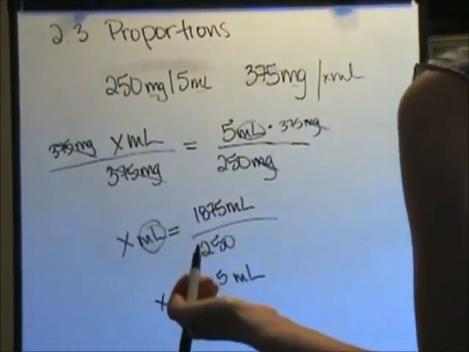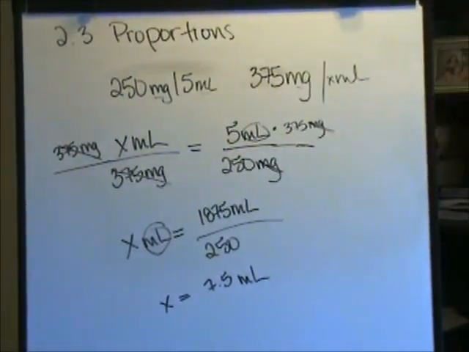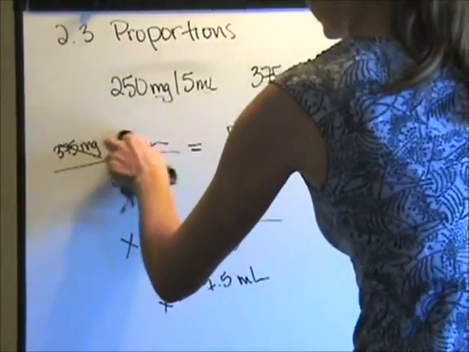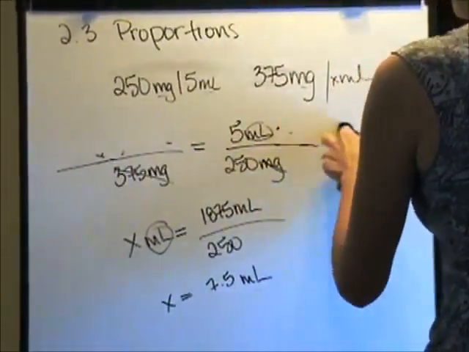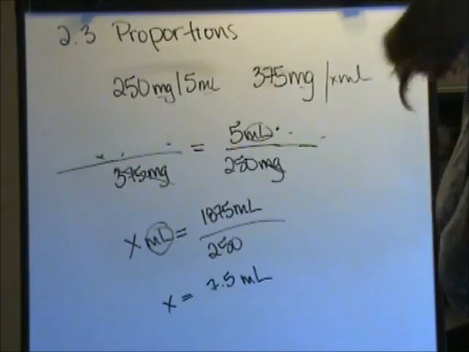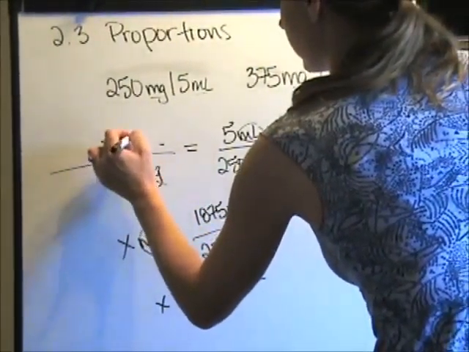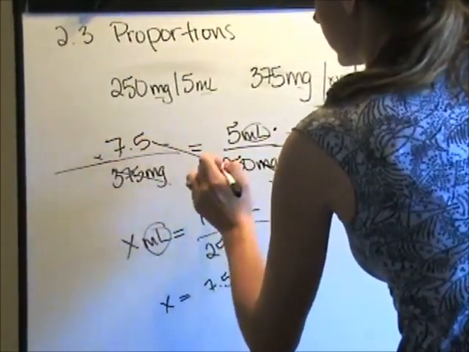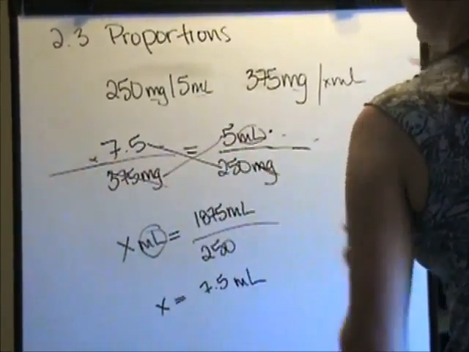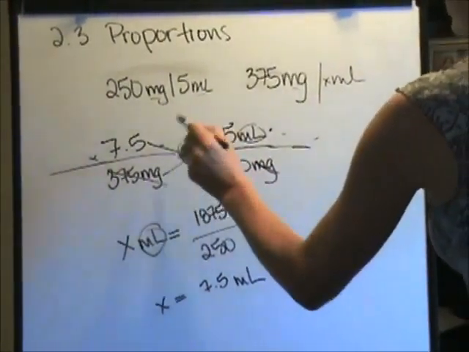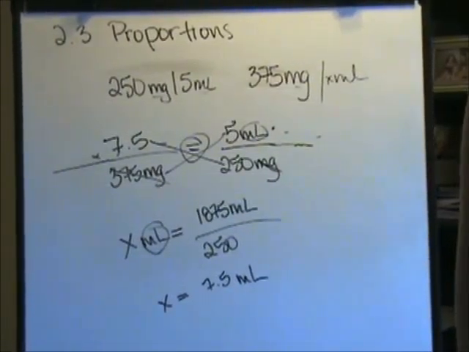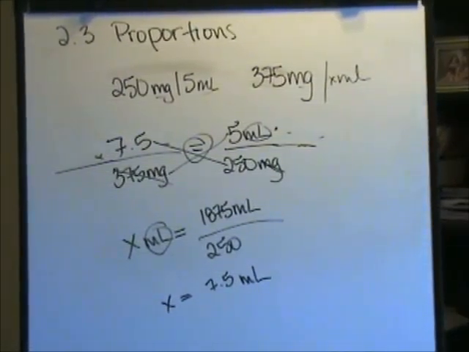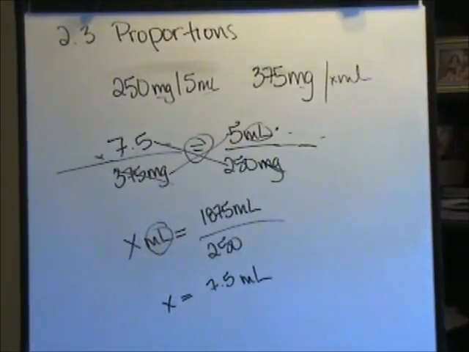A really easy way to check this too, if we rewrite it here: 7.5, if you multiply by that, and you multiply by that, they are going to, of course, equal each other. Now if we turn to page 49, let's look at a couple of the problem sets.